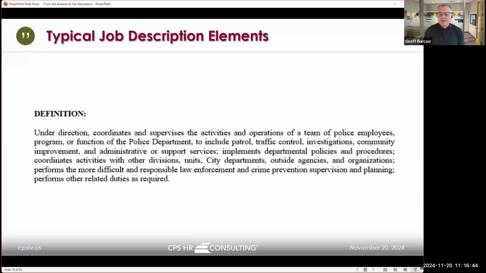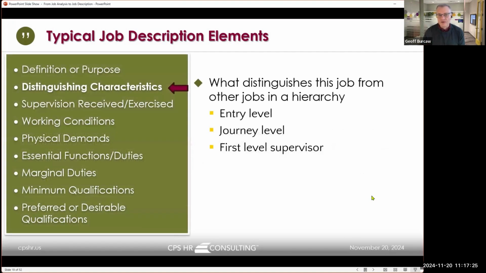We're not listing individual job tasks or even necessarily duties, but you want it very, very broad. Here's an example from a police sergeant job description, where this definition describes the job very well in 30 words or less, but you can see it's very, very broad. Under direction, coordinates and supervises the activities and operations of a team of police employees, etc. Very broad. You can imagine that within this, there are several very important duties or functions. And then within each one of those duties and functions, there would be a whole bunch of different tasks.